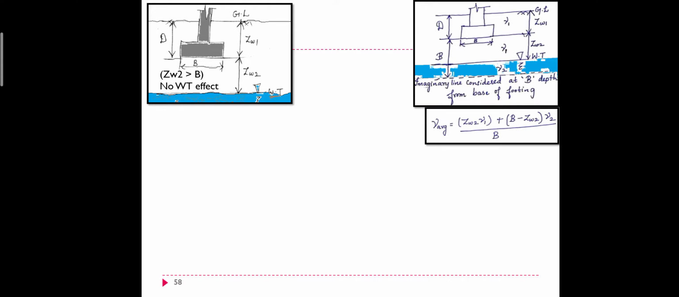இங்கே வந்து gamma average என்று ஒரு parameter கண்டுபிடிக்கணும். Water table-ஓட effect வரும்போது, அதுவும் இந்த second case-ல் water table வந்து கீழே இருக்குது, base of the footing-க்கு கீழே இருக்குது. Second case வரும்போது you should consider gamma average. Now what is gamma average? Unit weight taken as an average unit weight.